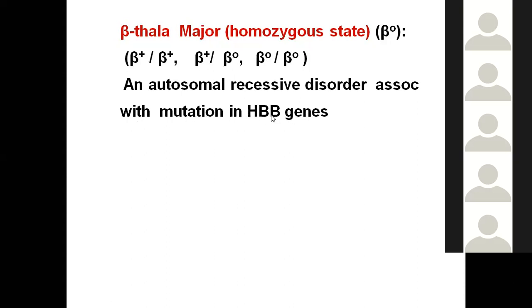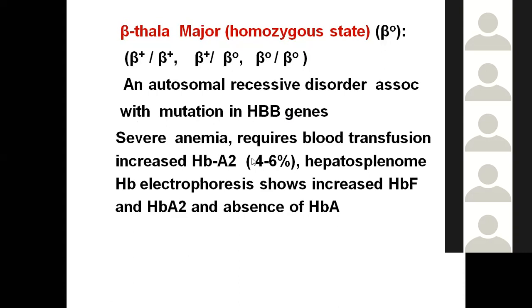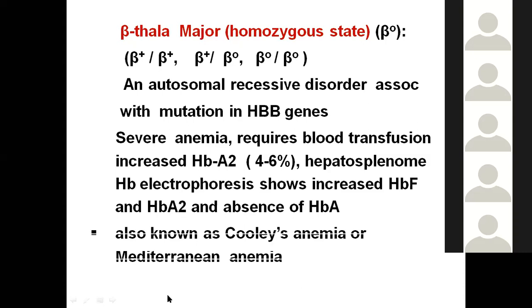Severe anemia requires blood transfusion, increased HbA2, HbA2 कितना होता है 4 to 6%, hepatosplenomegaly भी हो जाता है, okay, enlargement of both, and then electrophoresis shows increased HbF, HbA2 and absence of hemoglobin A. Hemoglobin A तो होता नहीं है, ठीक है, तो क्या होता है, Hb fetal बढ़ जाता है and HbA2 बढ़ा हुआ होता है, and it is also known as Cooley's anemia or Mediterranean anemia.